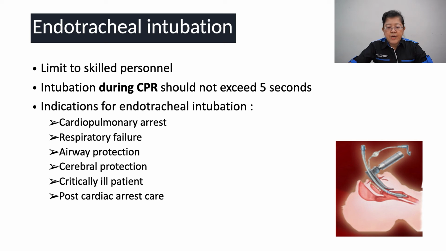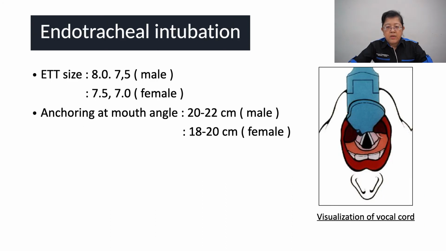The indications for endotracheal intubation include cardiopulmonary arrest, respiratory failure, airway protection, cerebral protection, those critically ill patients, and when you have to do post-cardiac arrest care. In the emergency situation, the ET tube size used for an adult male should be size 8, and one size smaller is 7.5. For female it is 7.5, and one size smaller is 7. Anchoring at the mouth angle for the male patient, if you use a size 8 tube, is level 20 to 22, and for female is 18 to 20.